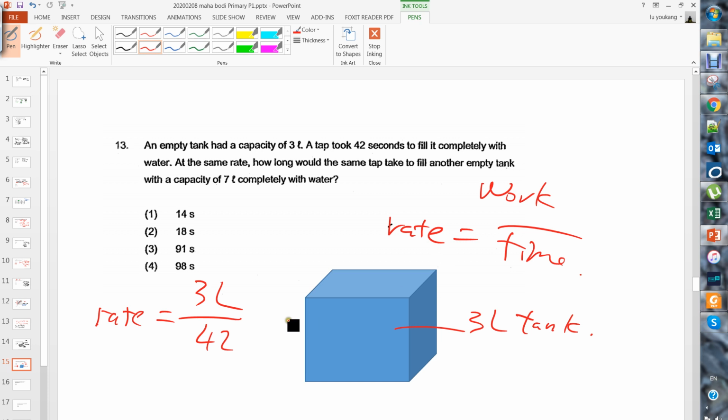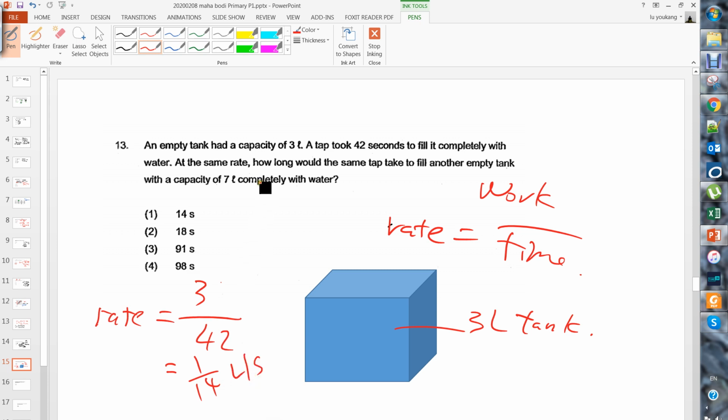Calculator, help me out. You give me in fraction, or you can even give me a decimal. Three divided by 42, right? One over 14. So this is the rate. So the rate is 1 over 14 liter per second.